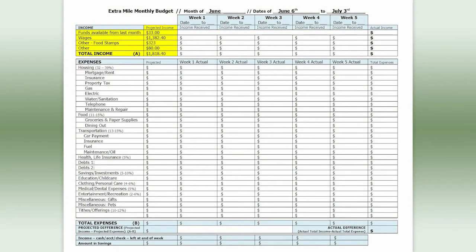Keep in mind that income can be more than just your paycheck. It can also include financial assistance such as food stamps or WIC vouchers, a tax refund, assistance from relatives, or money that comes some months in the form of a gift. When completing your first Extra Mile budget form, start with your projected income. Your income may vary from month to month or paycheck to paycheck. Base your budget off of the lowest estimated amount.